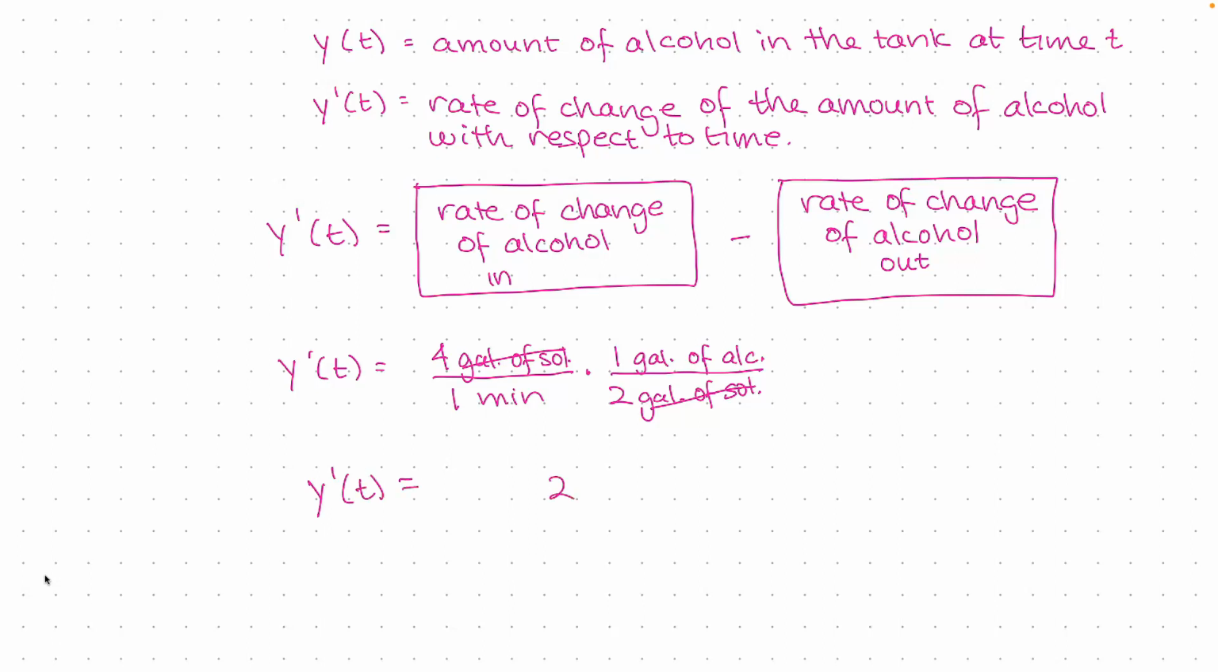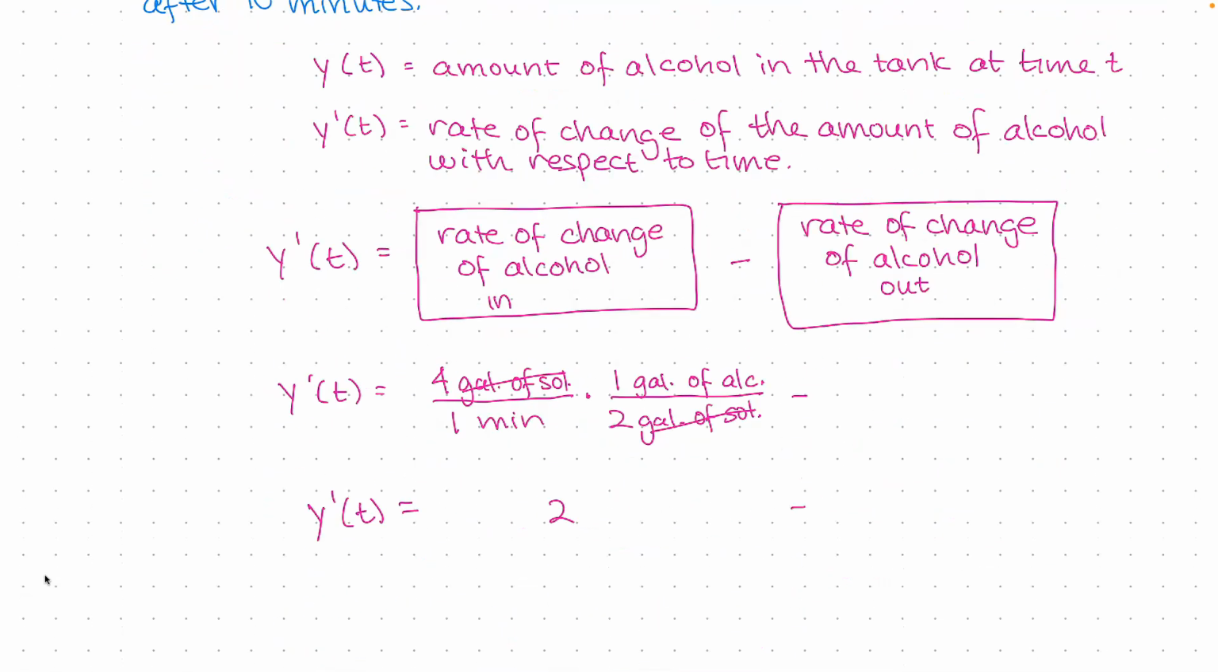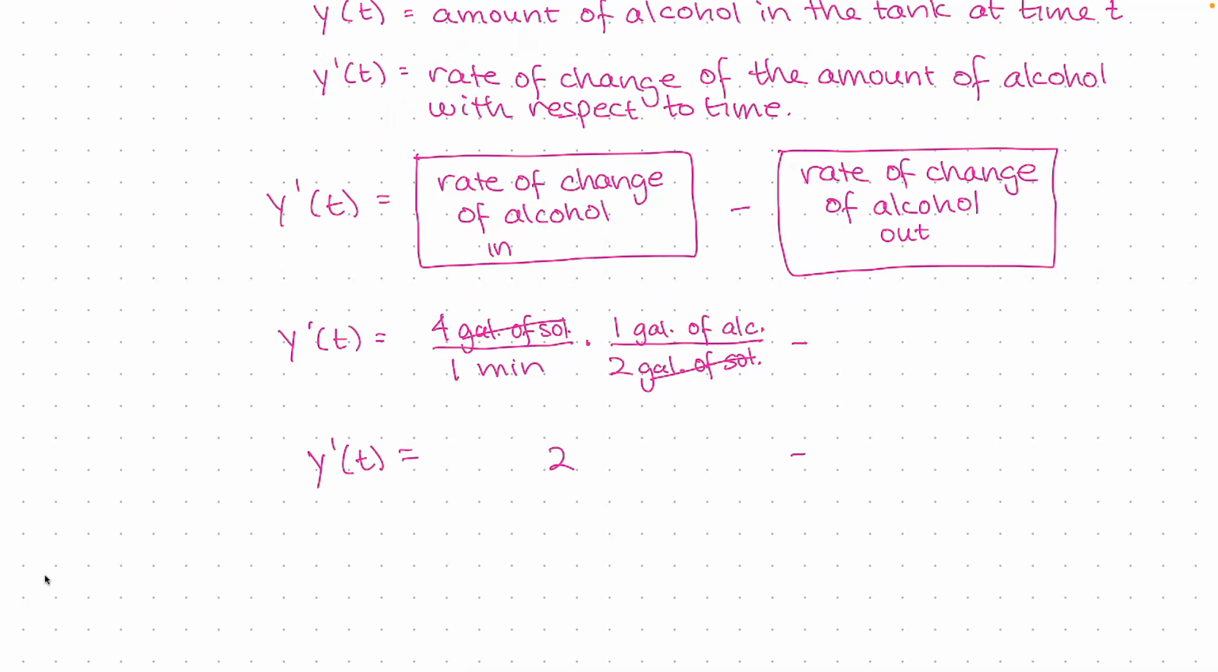So that's 2. So we're going to have to think about the same thing for going out. This is where it gets a little more complicated thinking, though. We do know that the amount of solution being drained from the tank every minute, that's what, 5? Is that what it said? Yeah. So we have 5 gallons of solution every minute being drained.